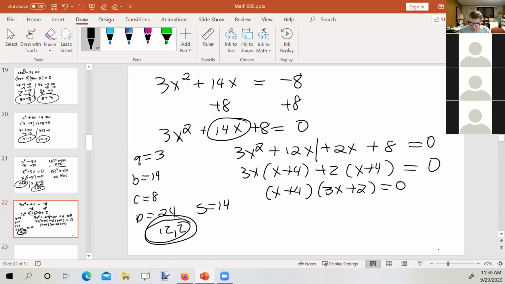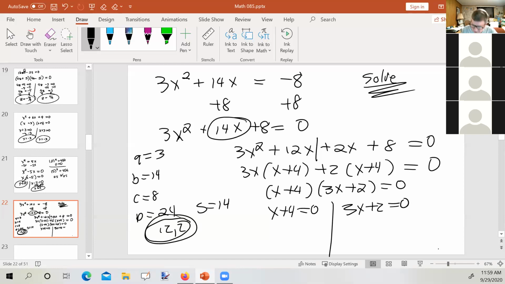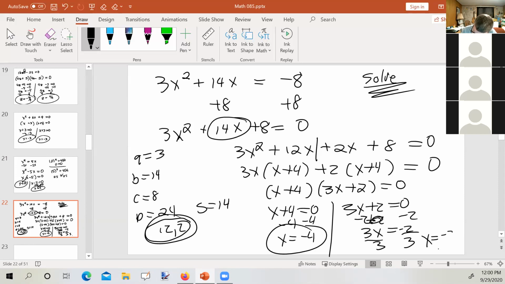But keep going. In fact, what I should have written up here, the directions would say solve, okay? So I've factored it. I've set it equal to 0 and factored it, but I haven't solved it yet. So now I'm going to take each factor that contains a variable and set it equal to 0, and then solve each first degree equation. So x plus 4 equals 0, subtract 4, x equals -4. 3x plus 2, whoops, equals 0, subtract 2 from both sides. 3x equals -2, divide by 3, x equals -2/3.